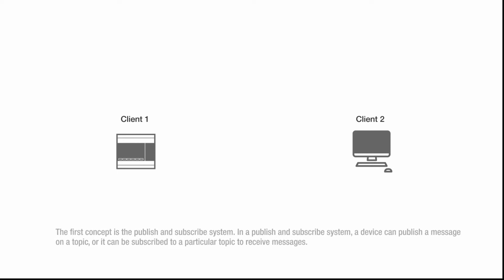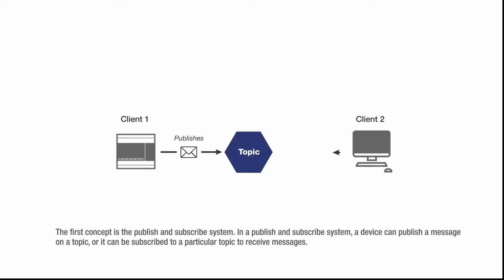MQTT concepts. 1. Publish, subscribe. The first concept is the publish and subscribe system. In a publish and subscribe system, a device can publish a message on a topic, or it can be subscribed to a particular topic to receive messages.